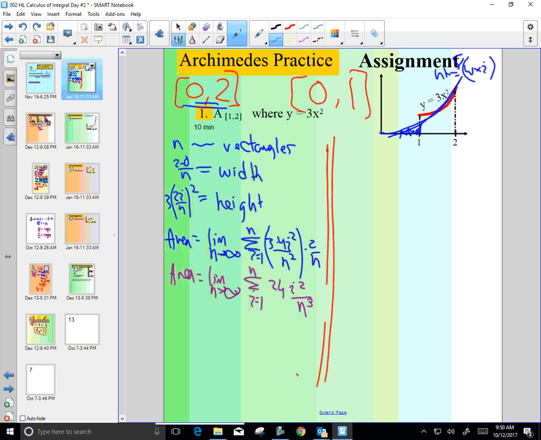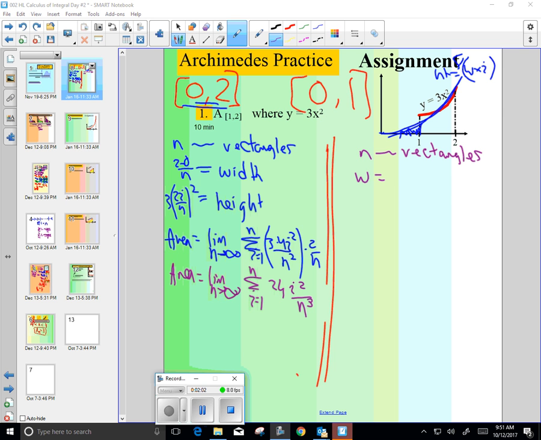Why don't you go through the motions to get to here with 0 to 1 and see how that looks. Let's check it out. So you have n rectangles, right? And then your width is going to be 1 minus 0 over n, or 1 over n. The height is f of the width times I, okay? Because the I is going to be used in the summation part. So the width is 1 over n times I is I over n.